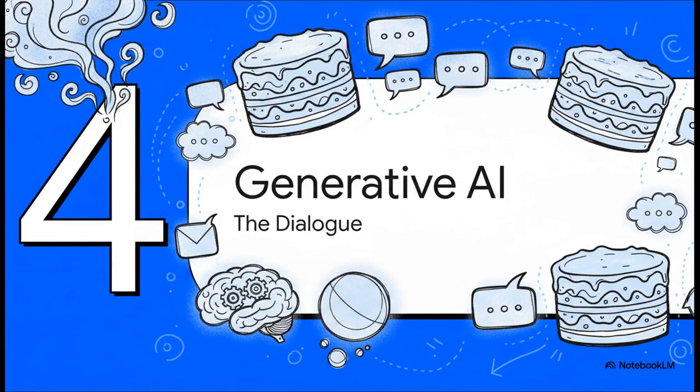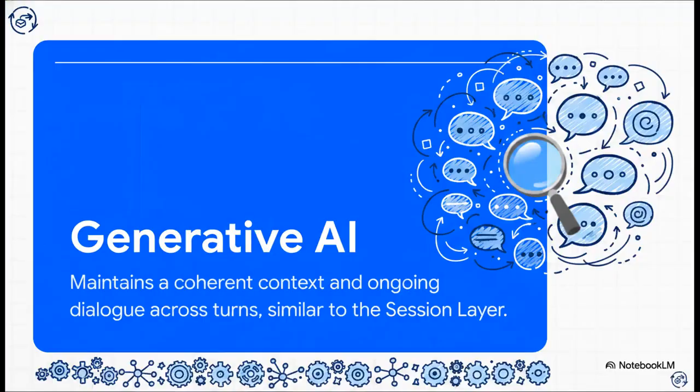All right, climbing up to layer 5, the dialogue. Generative AI. Now we enter the interior design phase of our layer cake. This is where the AI actually starts talking back to us. Generative AI parallels the OSI session layer. Think about what a session actually is in networking, right? It manages state and connection across multiple turns. Well, that is exactly what Gen AI does for us. It maintains a coherent context and an ongoing dialogue.